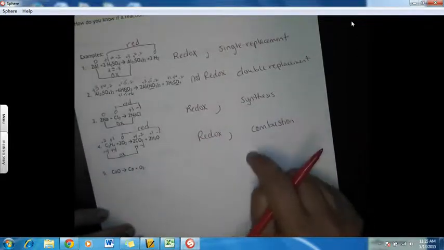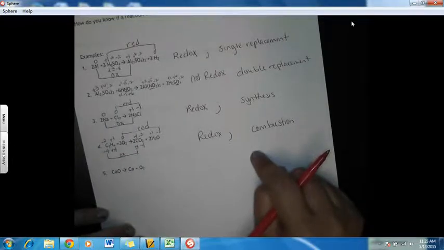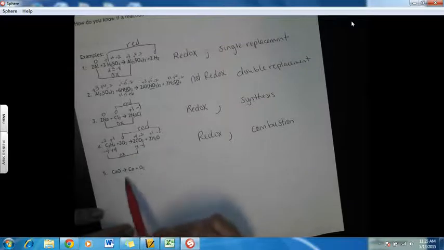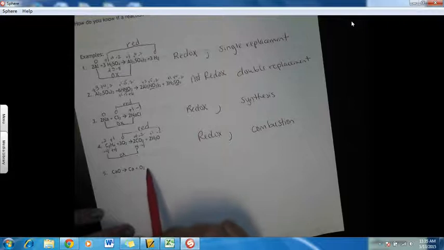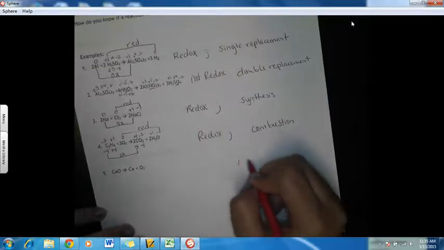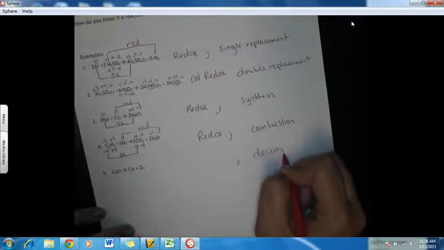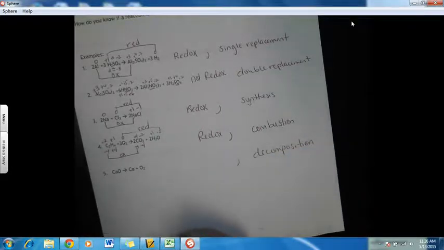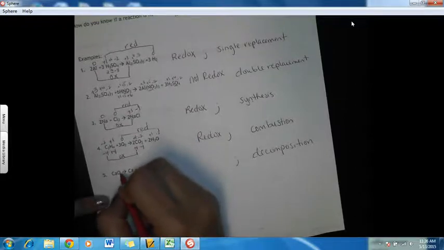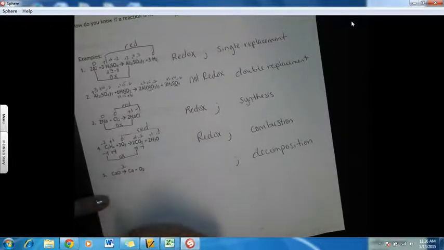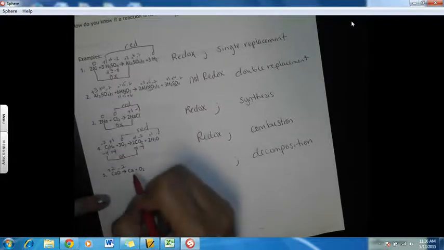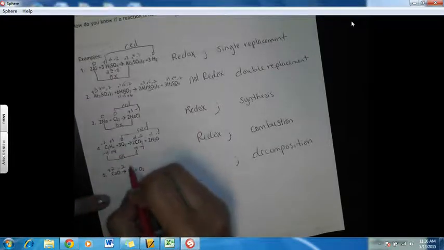Look at that. Now we have, what kind of reaction was this one before? Compound breaking up into elements. Right, decomposition. Well, let's see if it's redox. Well, here we have oxygen, minus 2, calcium, plus 2. Calcium here is all by itself, that's the element, so it's 0. Oxygen's the element, so it's 0.